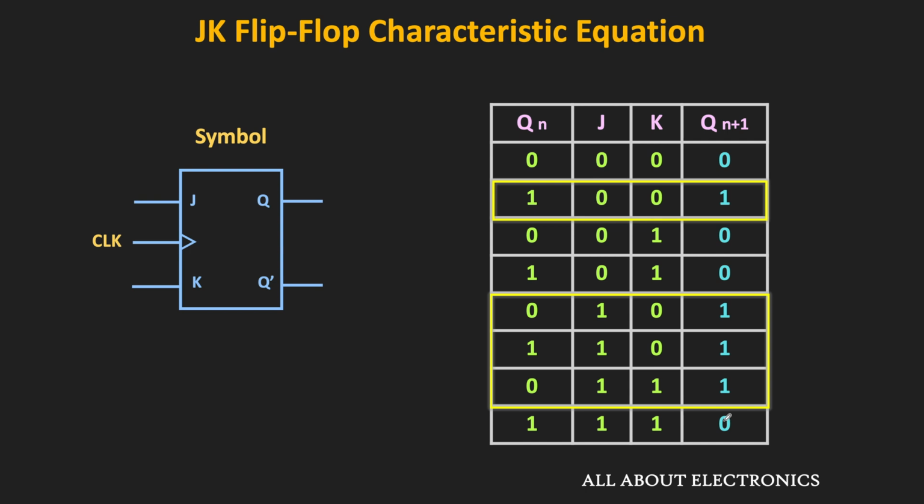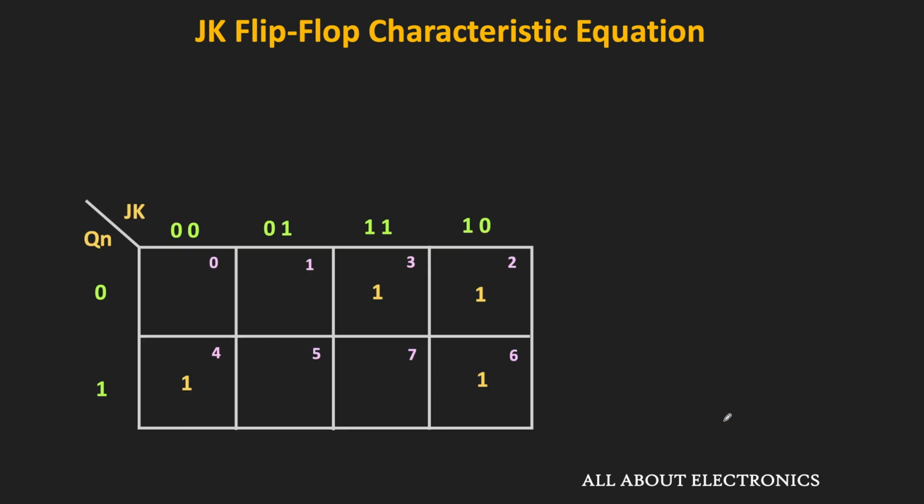Here, this 100 corresponds to minterm M4, while this 010 corresponds to minterm M2. Likewise, this 110 is M6, while this 011 corresponds to M3. So let us mark all those minterms in the K map. After marking all the minterms in the K map, let us make groups of these minterms and find the simplified Boolean expression.